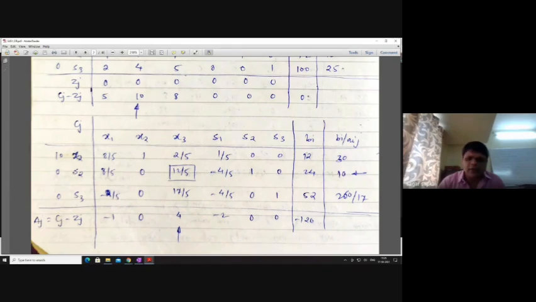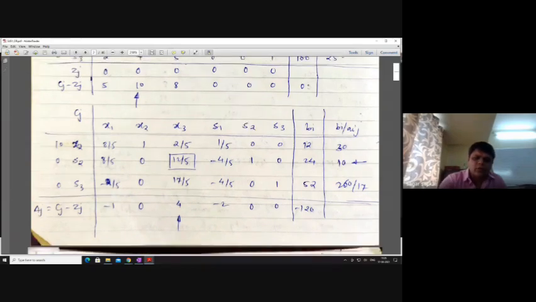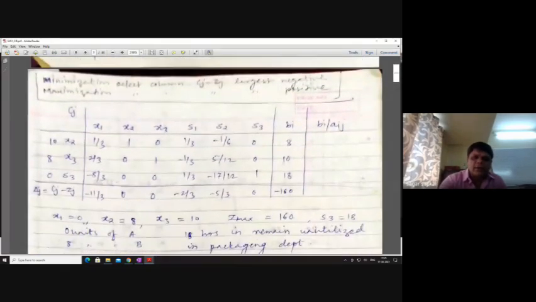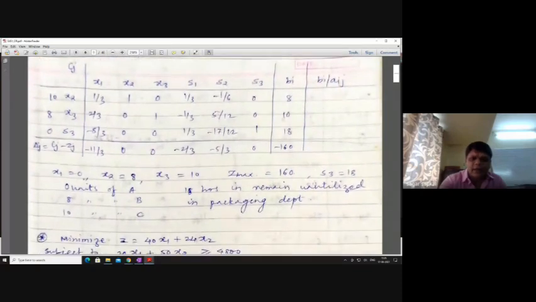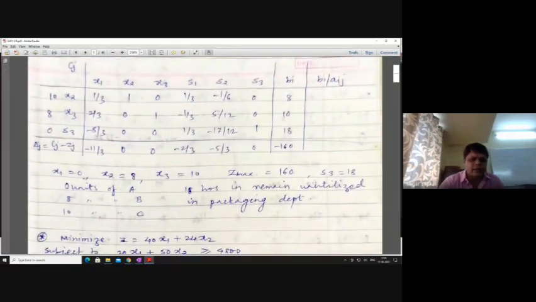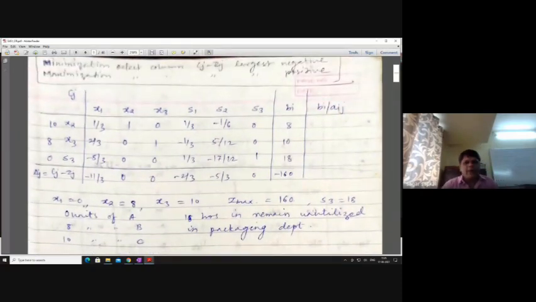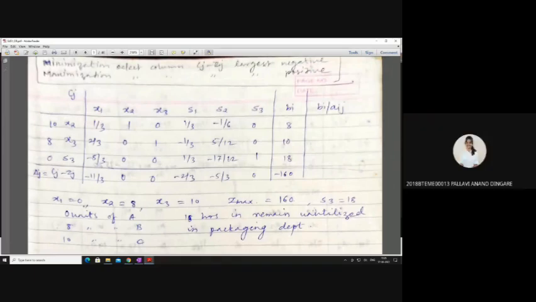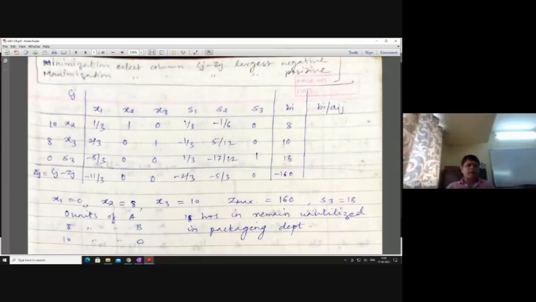Okay, now as it is not the optimal solution, you have to improve it, and we have started improving it. And improved solution is like this. Am I right? Yes, sir. Okay, you just check the table. So you got x1 is equal to 0, x2 is equal to 8, x3 is equal to 10, and Zmax is equal to 160, and S3 is equal to 18.